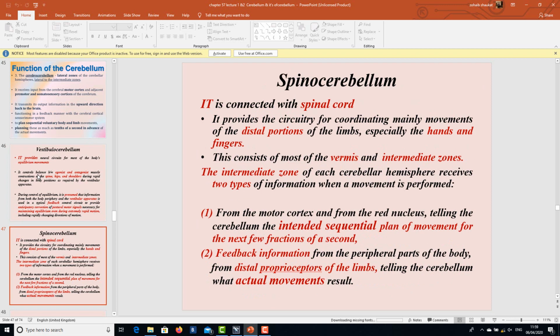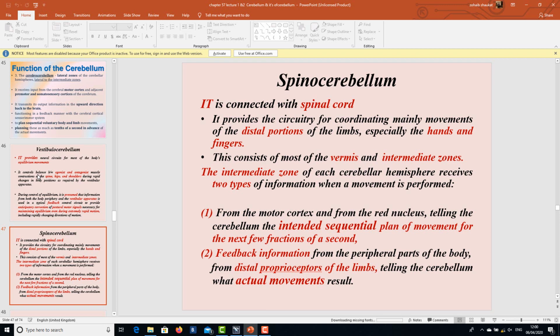Then we should know about the spinocerebellum. Now, what is this term? Spinocerebellum. It is connected with the spinal cord. It provides the circuitry for coordinating mainly movements of the distal portions of limbs, especially the hands and fingers. This consists of most of the vermis and intermediate zones.